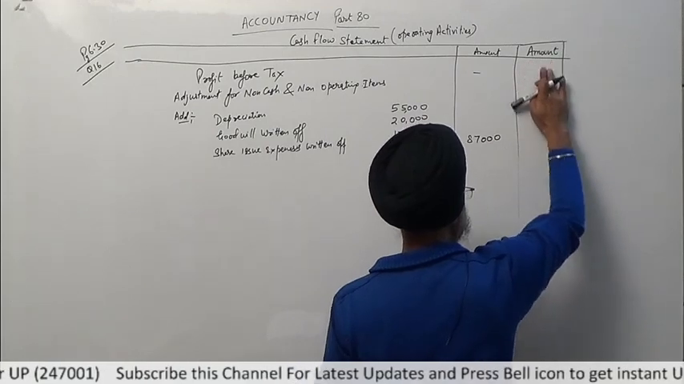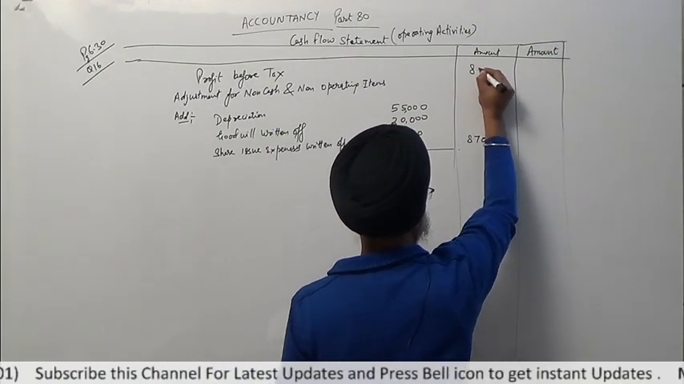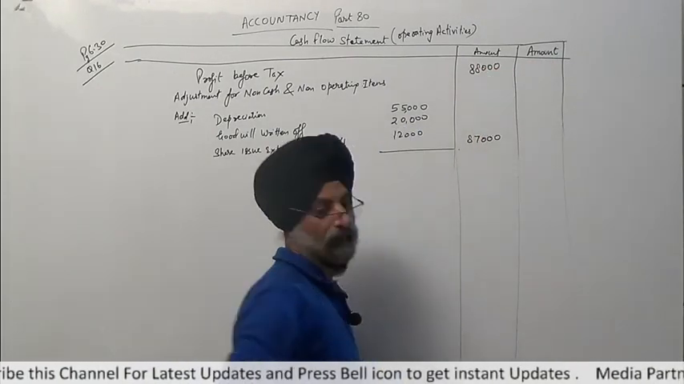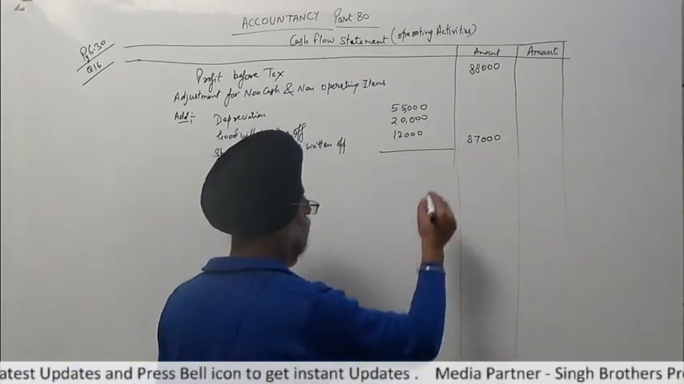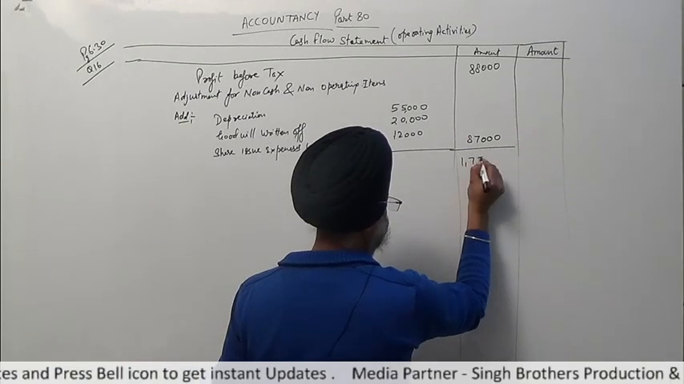Students, you have to take this 88,000 in this column. Yes, 87,000 we will add to it, then we get 1,75,000.